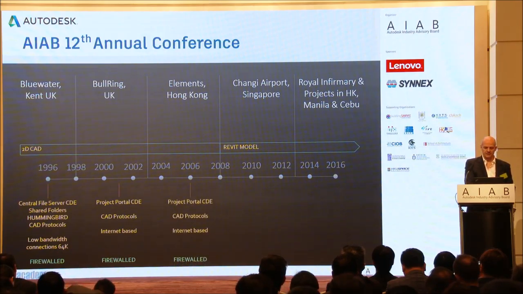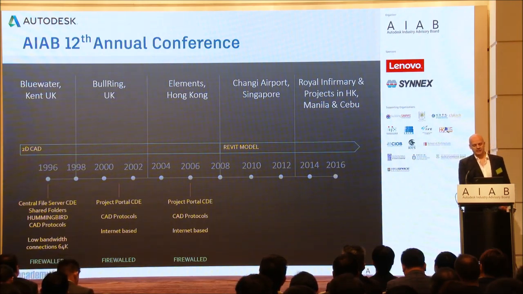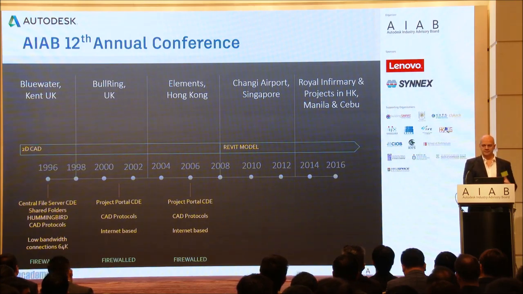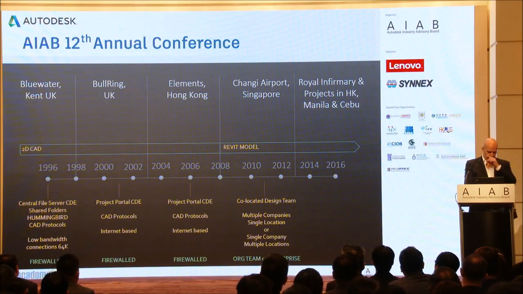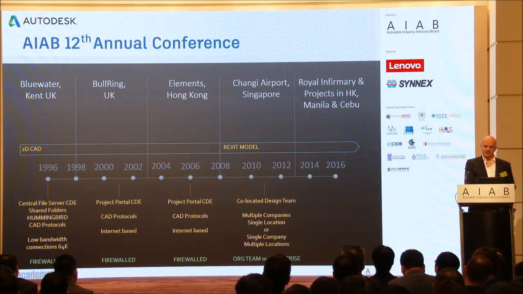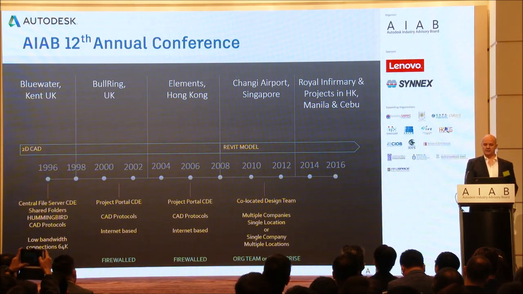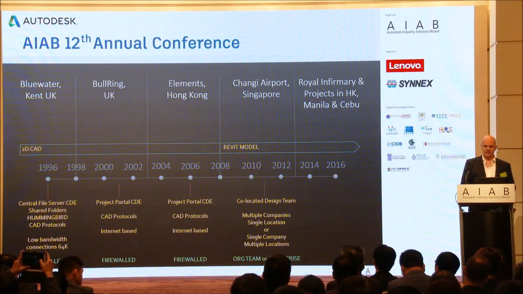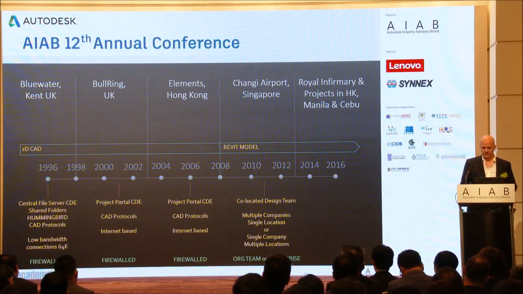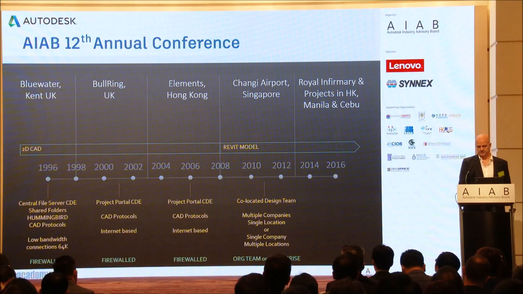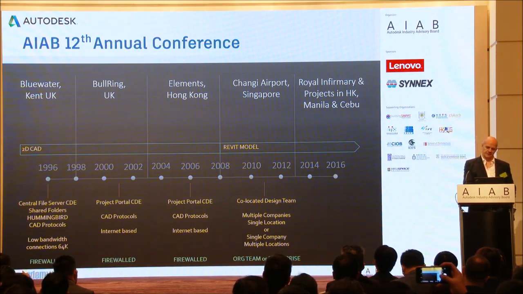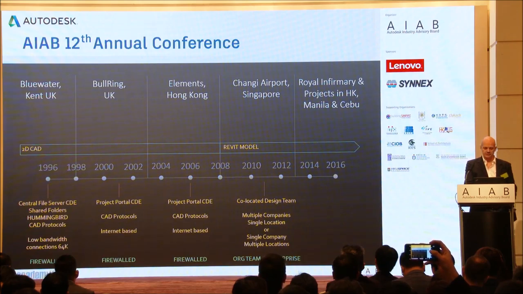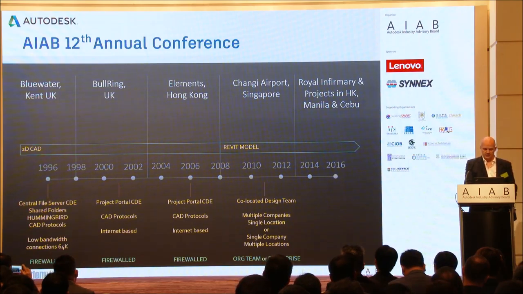Even when we came to Hong Kong for Elements, we had the same issues. Technology was in its early days. So we had standards, we worked together, we got the team coordinating, but we couldn't really collaborate. Changi Airport was a bit of a breakthrough, really, because we had Revit by then, 2008, and we were able to operate as a co-located design team. So we had all the design team members working together, so we could share the model. In terms of Revit, but that was only at the file sharing level. It wasn't at the server level or cloud even.